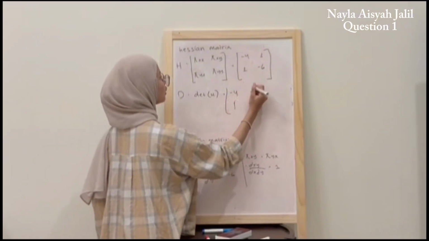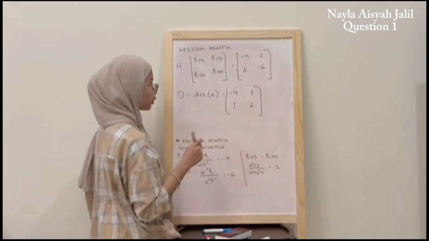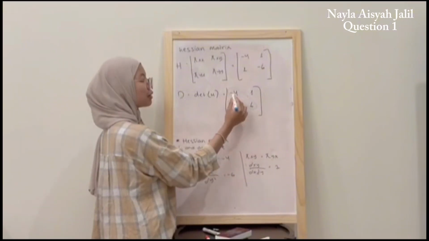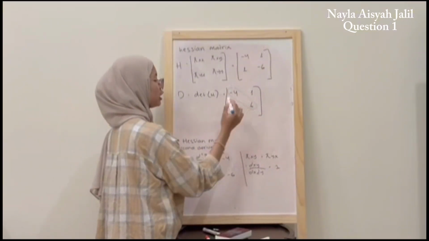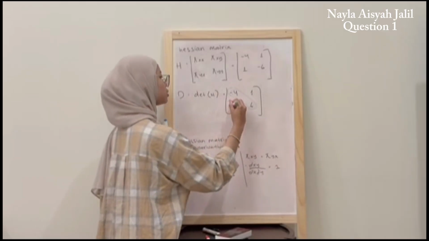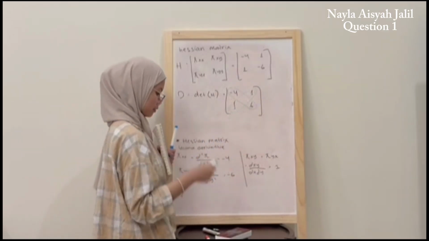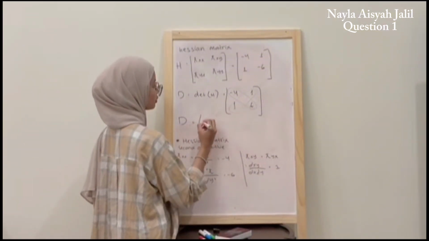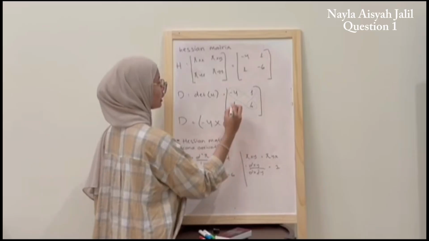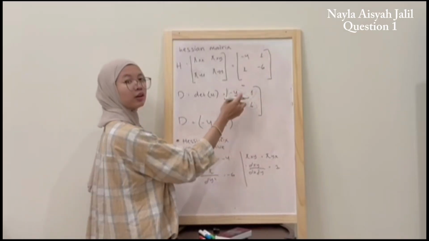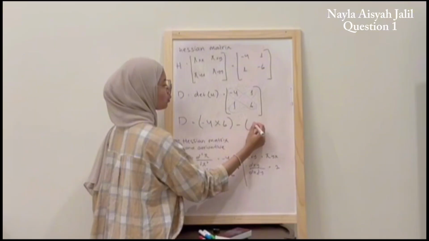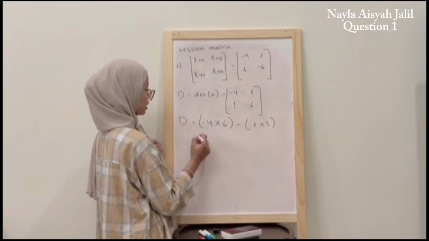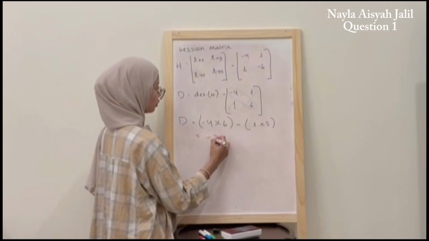You just take the data from there. So you just like this and this, yep. Times minus 4 times 6, and then minus 1 times minus 1, like this. So minus 4, minus 6, and then this and this is minus, okay, minus. So minus 1 times 1, okay.